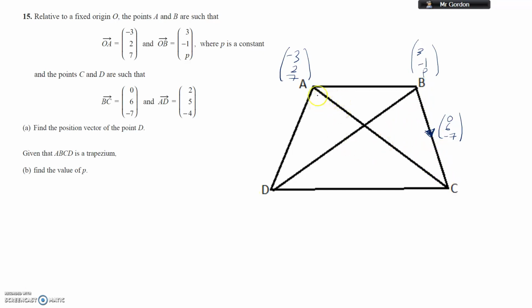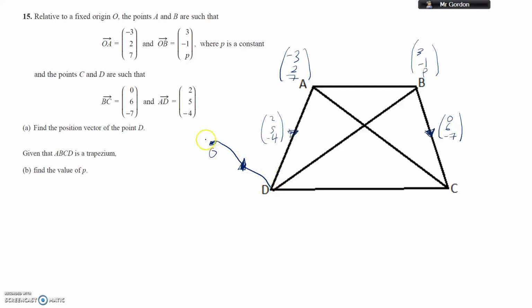A to D, this one here, I'll label it on, is 2, 5, -4. That's all the information we have, and we've got to firstly find the position vector of D. To get to D from the origin, the origin could be anywhere, over here, we want the position of D. Excuse the straight line, that is terrible. That's the journey we're looking for, but we don't know where D is.